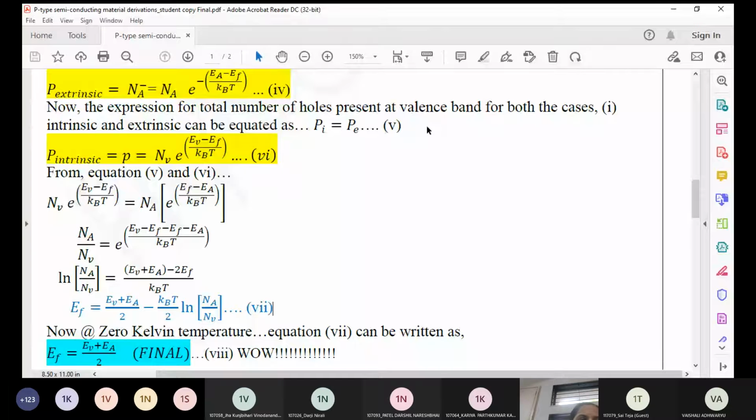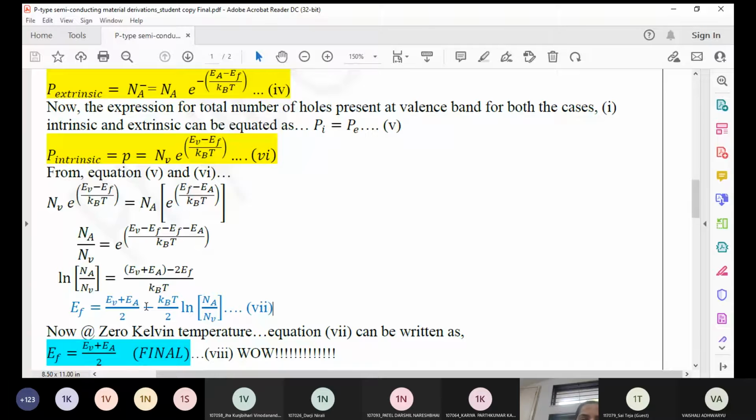True. So equation number 7 tells us that EF is situated somewhere in the middle of EA and EV, because the first term shows EV plus EA by 2 minus kBT and the rest of the terms. So Sai will tell us afterwards what happens when the temperature rises, or when the temperature is 0. When the temperature is 0, what can we see here?